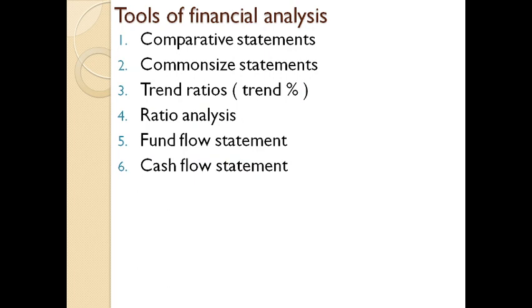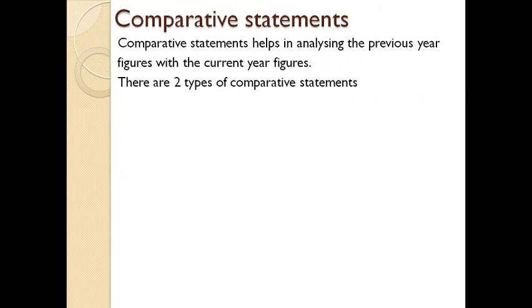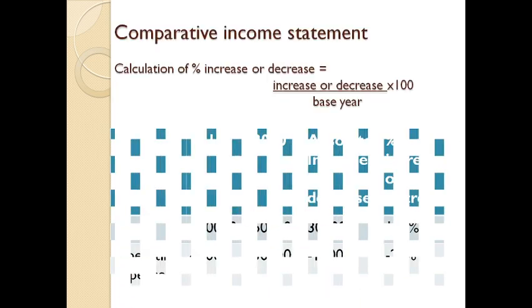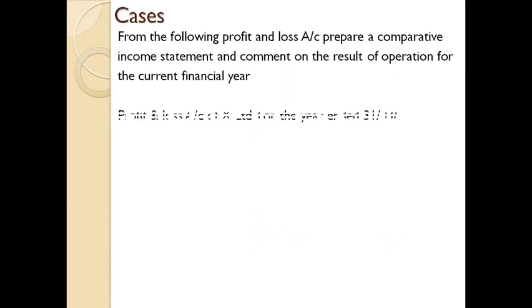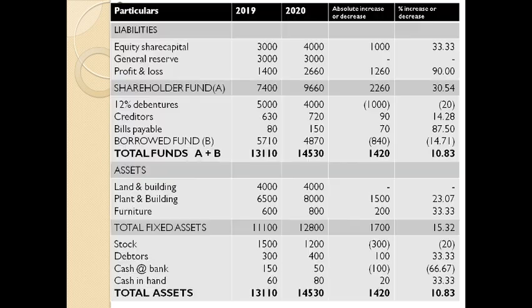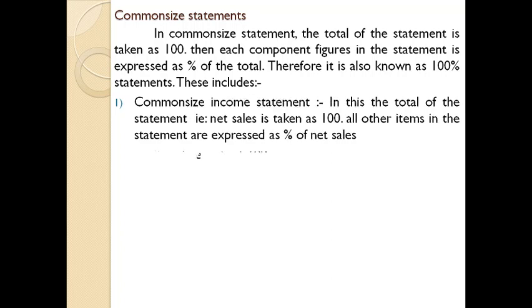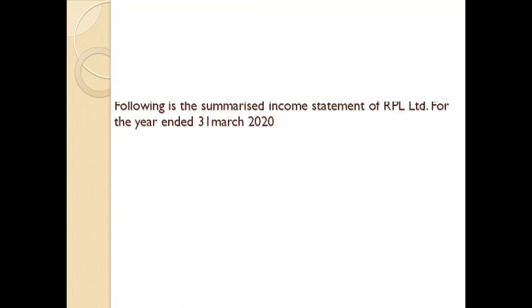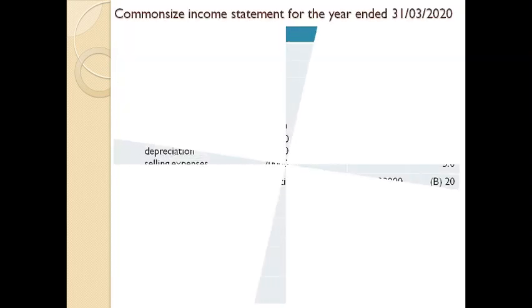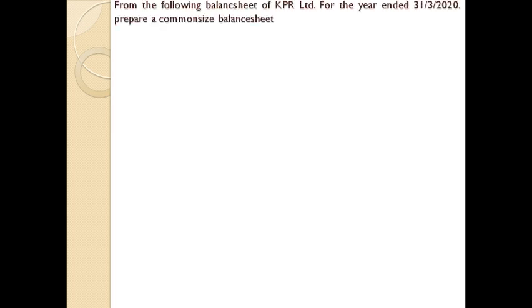Various tools. In the previous session, we were discussing common size statement, comparative statements. There are two types of comparative statement: comparative income statement and comparative balance sheet, followed by common size statement, common size income statement. Next one, common size balance sheet.